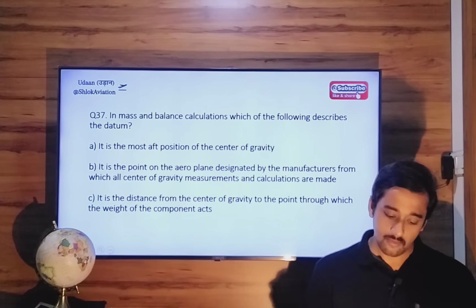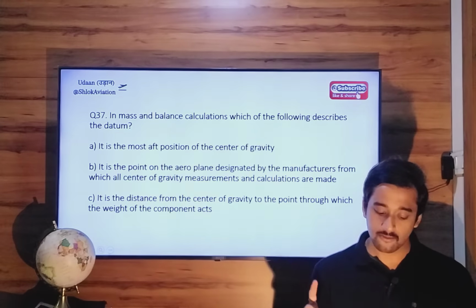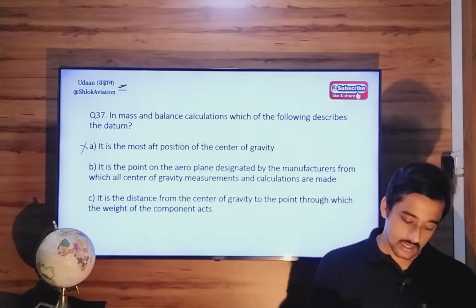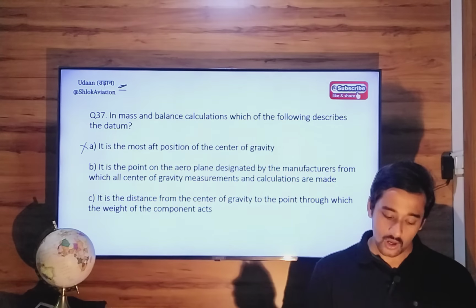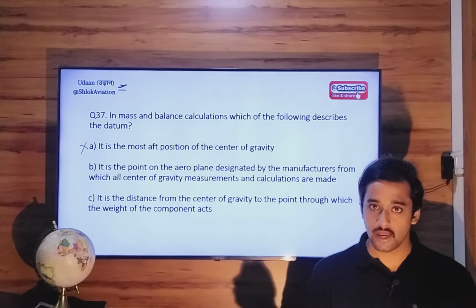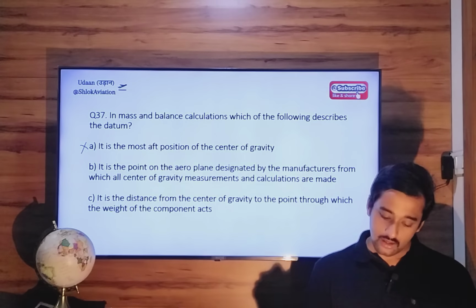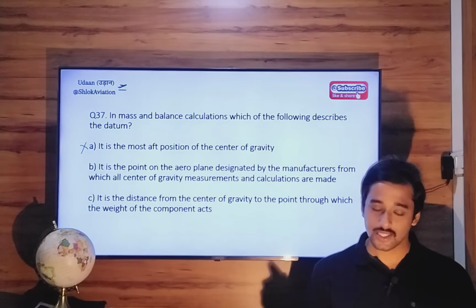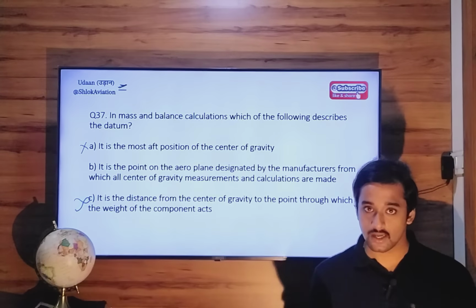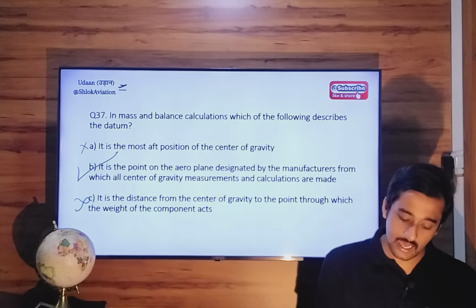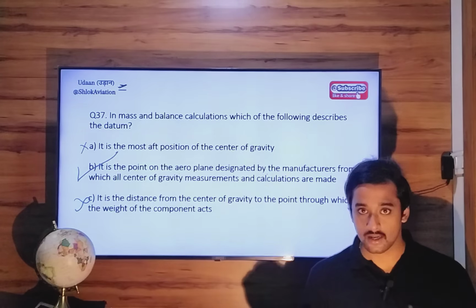37. Mass and balance calculations. Which of the following describes the datum? It is the most aft position of the CG. No. It is the point on the plane designated by the manufacturers from which all CG measurements and calculations are made. Yes. It is the distance from the CG to the point through which the weight of the component acts. That is wrong. It is not the distance measured from the CG. Datum is the point on the airplane designated by manufacturers from where all CG measurements are done. Okay.